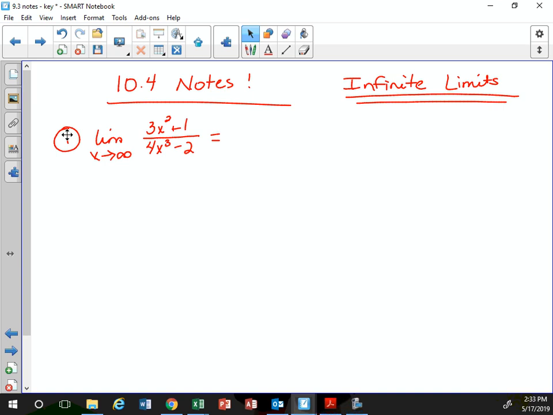Okay, guys, let's talk about what this means. Infinite limits: we're talking about going to the ends of your graph, either to positive infinity or negative infinity. Didn't we just do that with end behavior in our last two days? That's exactly what I was thinking. Yes, it's the exact same idea.